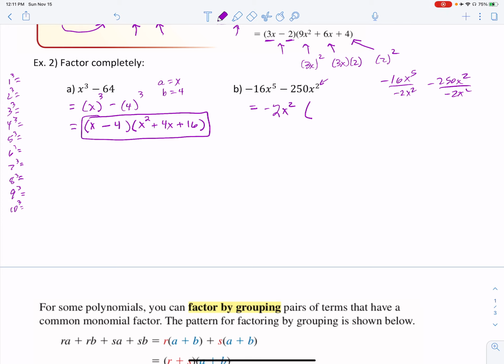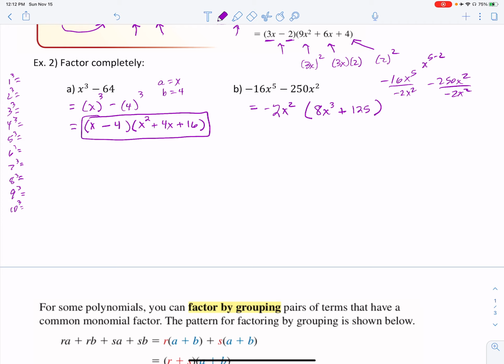That's really what I'm doing to get what's in the quantity. And negative 16 divided by negative 2 is a positive 8. And on the x's, when you have like bases, you subtract the exponents, and you get an x cubed. And then negative divided by negative is positive, and 2 goes into 250 125 times, and the x squareds are going to cancel. And you can check, if I re-multiply the negative 2x squared, I should get back to the original problem. So that's a good thing to check.